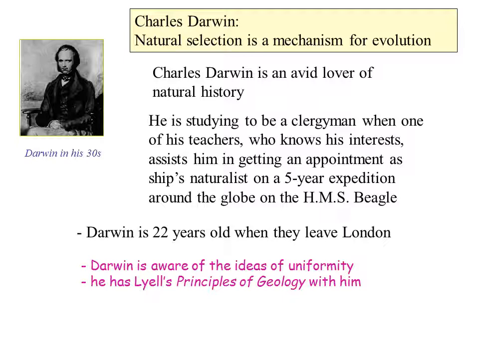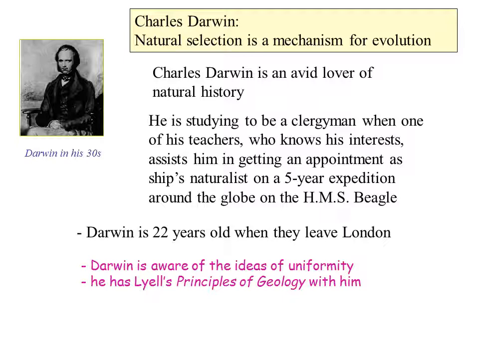So who was Charles Darwin? Charles Darwin is a young person in England who's an avid lover of natural history. He comes from an upper middle class family. He's studying to be a clergyman. He's in this position in those days. Clergymen studied natural history, so botany, animals, invertebrate zoology, those kinds of things. And Charles Darwin loved this.